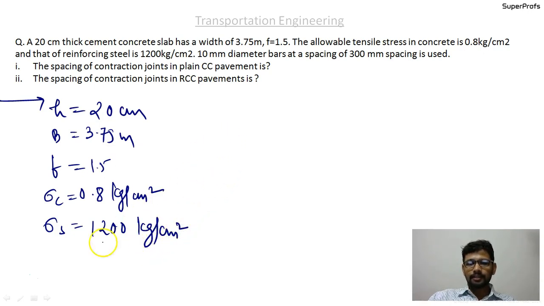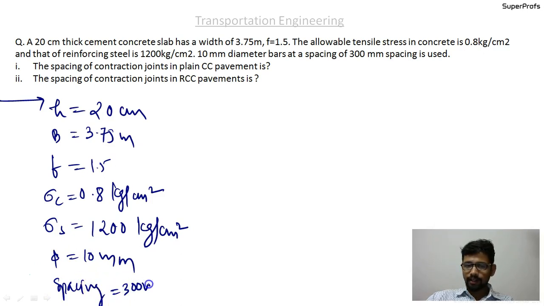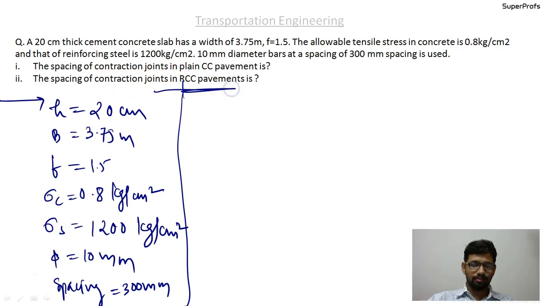10 mm diameter bars, so phi is equal to 10 mm, and at spacing of 300 mm is used. So spacing is given to be 300 mm. So the spacing of contraction joints in plain cement concrete pavement and in RCC pavements. We just discussed this some time back.